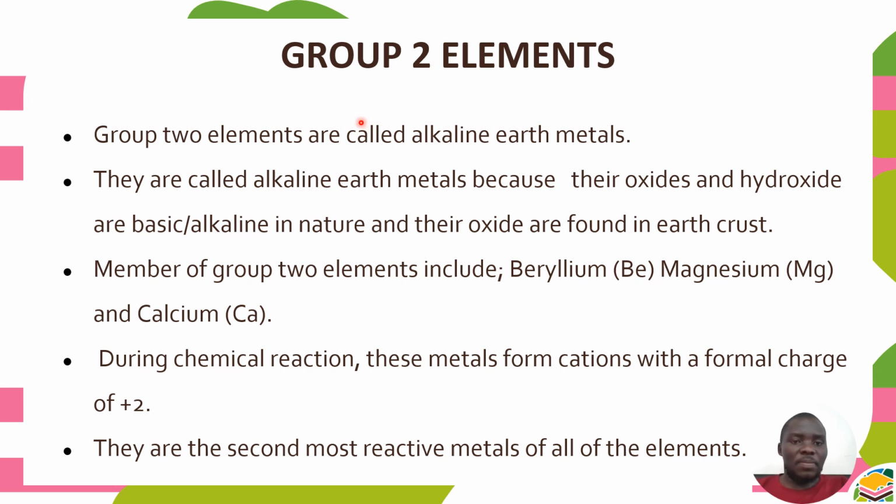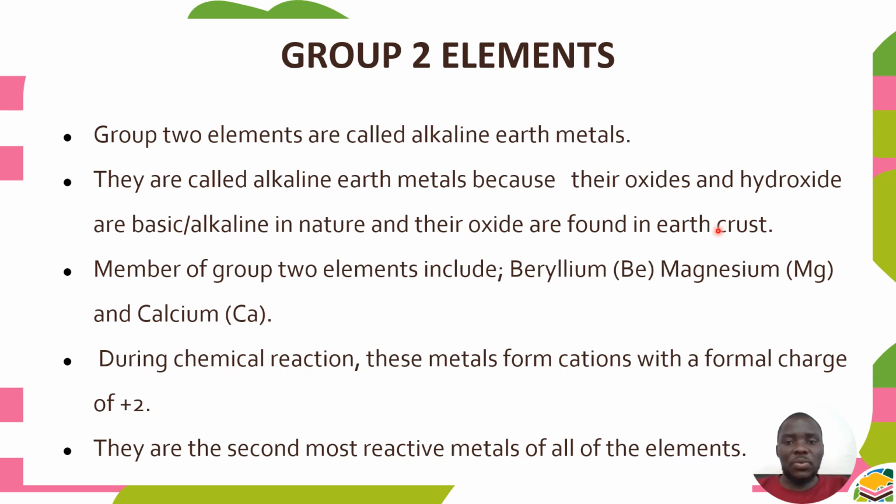So from the group 1 elements, now we'll start to focus on group number 2. Group number 2 is known as alkaline earth metals. Mark the difference. Group 1 is alkali metals, while group number 2 is alkaline earth metals. They are called alkaline earth metals because their oxides and hydroxides are basic. That's why the word alkaline means basic in nature, and their oxides are found in the earth's crust. So you can find the oxides of group 2 elements in the earth's crust. I'll just give you an example.